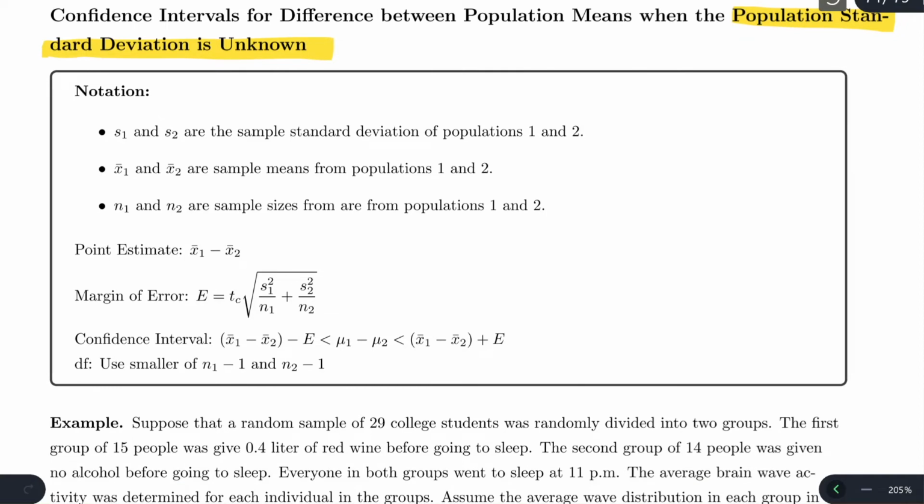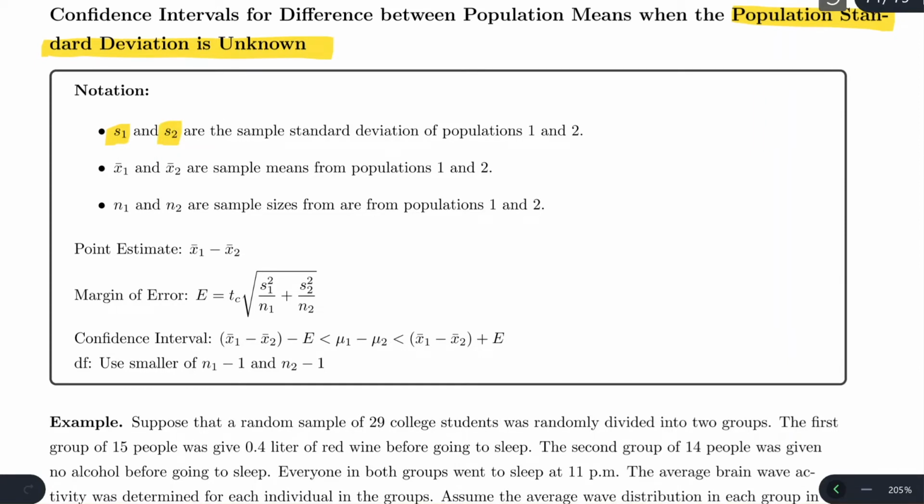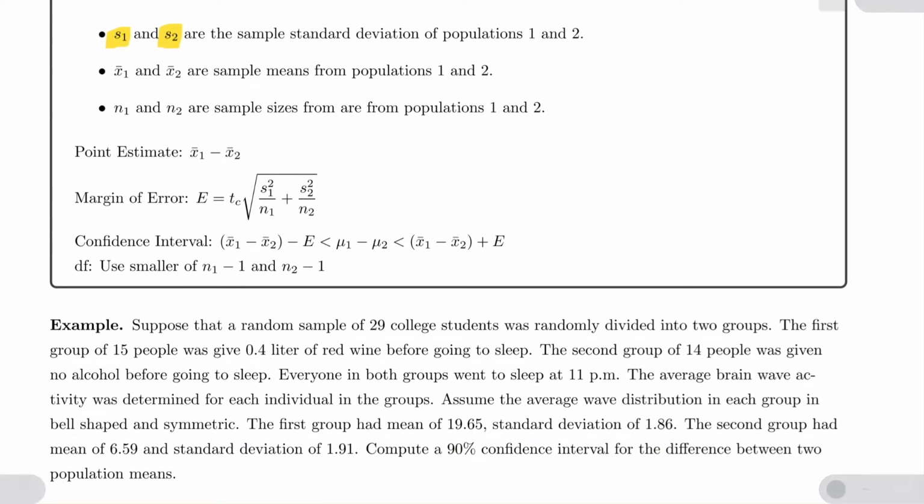We need to use the sample standard deviation instead of the population standard deviation. S1 and S2, that's what they're referring to. All other values are the same. X bar 1, X bar 2 refer to the corresponding sample means, and N1 and N2 mean sample sizes. The point estimate is the same. Now for the margin of error, we have to use the t critical value. When we use the t table, we're going to have 2 degrees of freedom. We use the smaller one. That's the rule. We always use the smaller one when we find the t value.